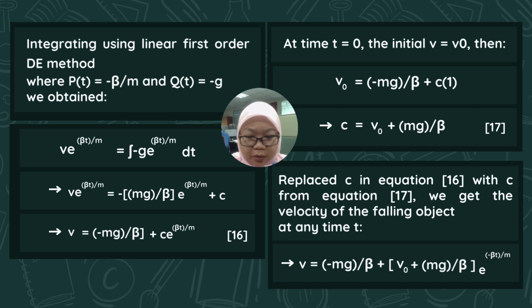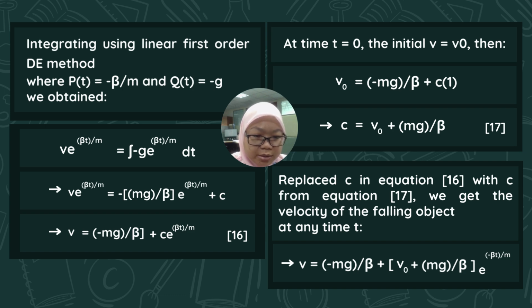Then we can get velocity equal to negative mg over beta plus c e to the power of negative beta t over m. At time t equal to 0, the initial v equals the initial velocity. Then the initial velocity equals negative mg over beta plus c. So c equals the initial velocity plus mg over beta.